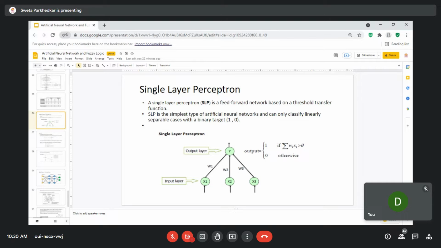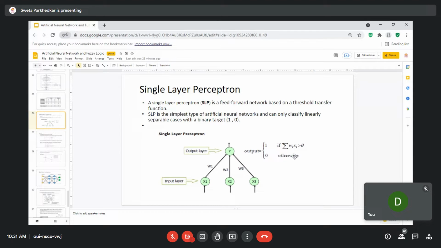The single layer perceptron is like a feed forward network. So it's a feed forward network based on a threshold transfer function. Okay, threshold transfer function means what? The output is equal to 1 when the summation of all the weights multiplied with the input is greater than theta. So if you set a particular threshold, and the net output calculated is greater than the threshold value, it will present the output y equals 1.